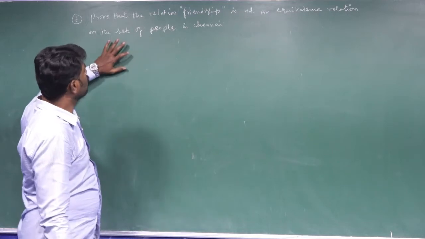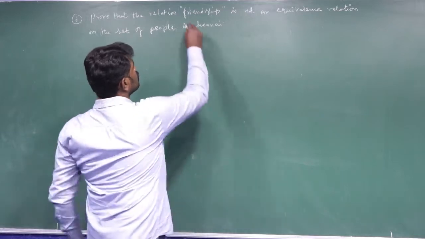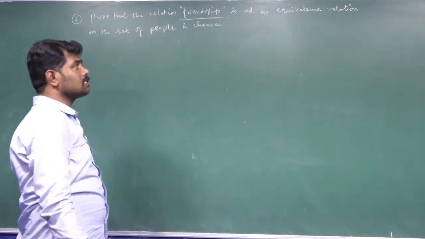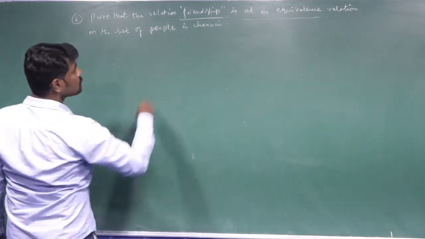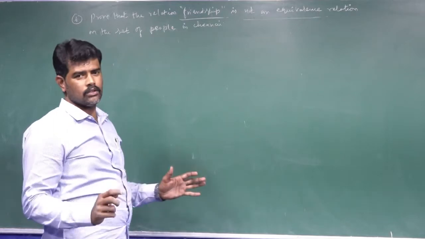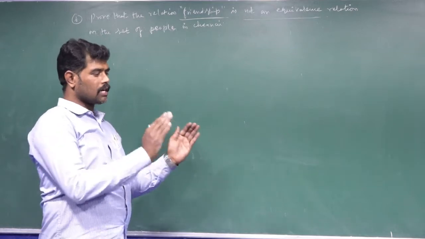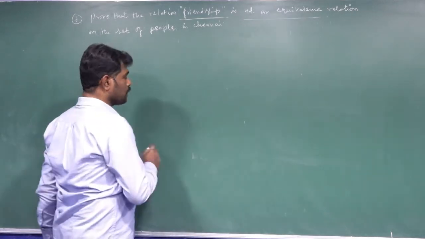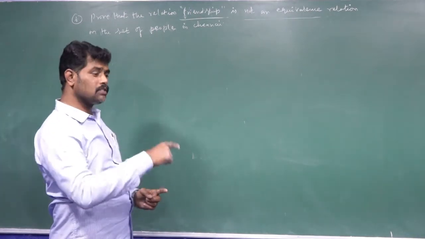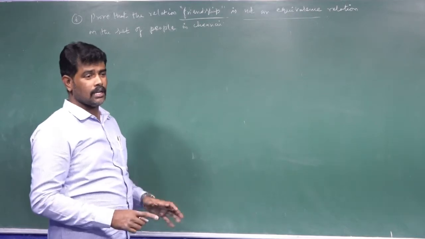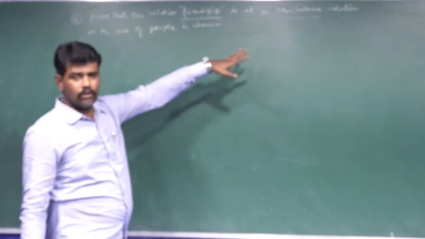Here the question is, prove that the relation friendship is not an equivalence relation on the set of people in Chennai. In Chennai, too many people are there. Here the relation is A comma B, or else A related to B. Then how can you say that A is friend to B? There is a relation here. By this relation, it is not an equivalence relation. That only we want to prove now.